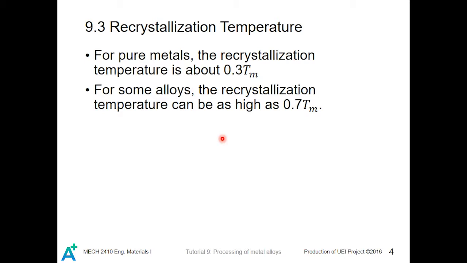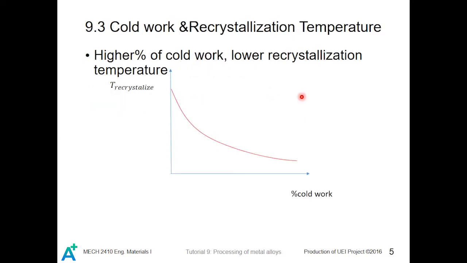The temperature for recrystallization during annealing for a pure metal is about 0.3 times the melting point of that metal. For some alloys, it can be as high as 0.7 times the melting point. So, if the cold-working percentage is higher, the recrystallization temperature is lower. You can see such a graph, which represents the relation between the recrystallization temperature and the percentage of cold work of the workpiece which is to be recrystallized.